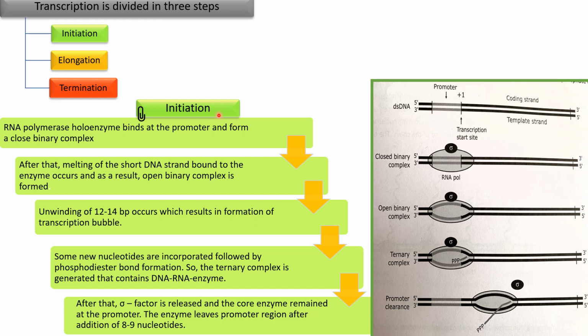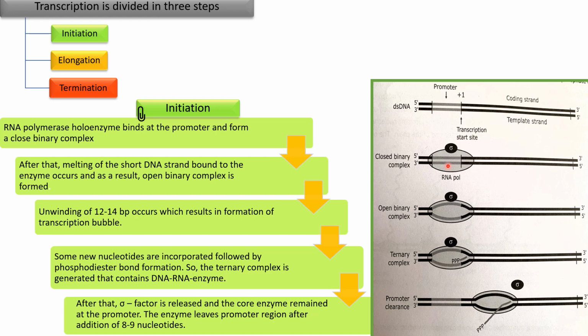Transcription begins when the holoenzyme binds to the promoter at -35 consensus sequence and forms a closed binary complex. Here, closed binary complex suggests that the DNA remains in duplex stage. So DNA is in double helical structure, and only the holoenzyme can initiate this process because the core enzyme cannot differentiate between promoter and other sequences.